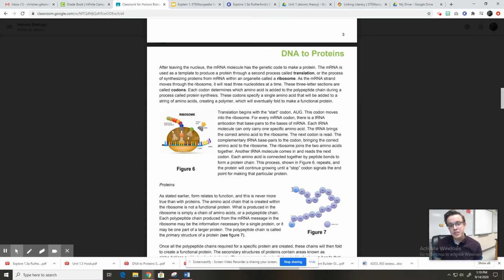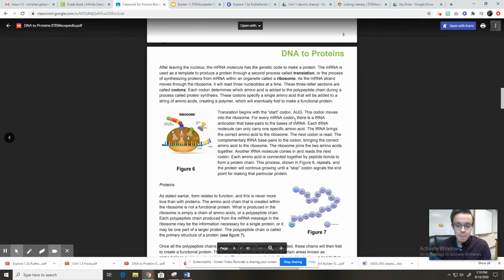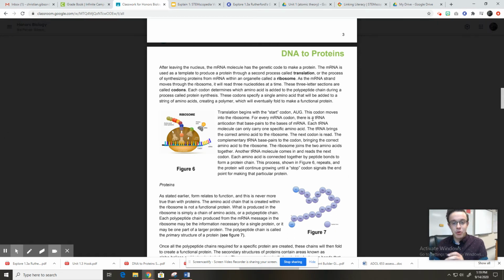Amino acids are a totally different ballgame from DNA and RNA. These are totally different structures, and later on we're going to get into what amino acids actually look like. But right now, all you need to know is that they are the building blocks of proteins. So when we add multiple amino acids together, we have a protein.